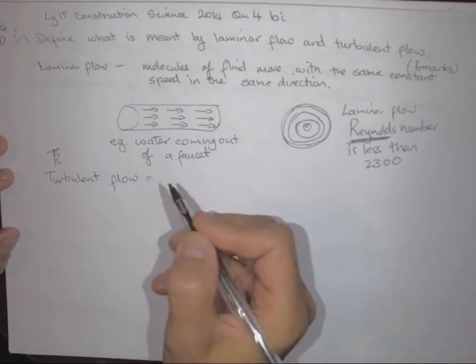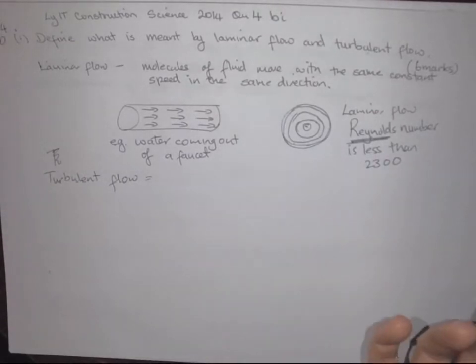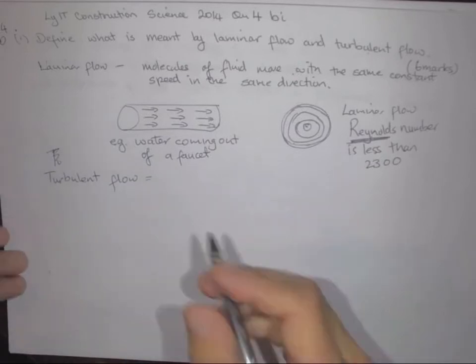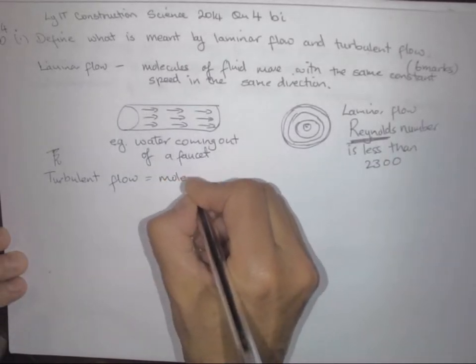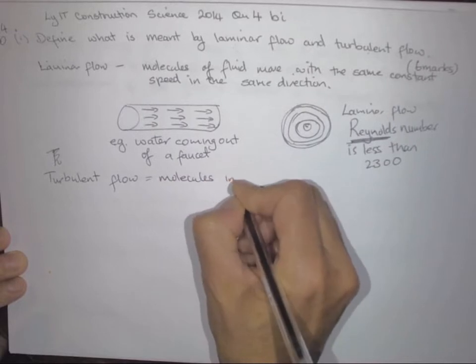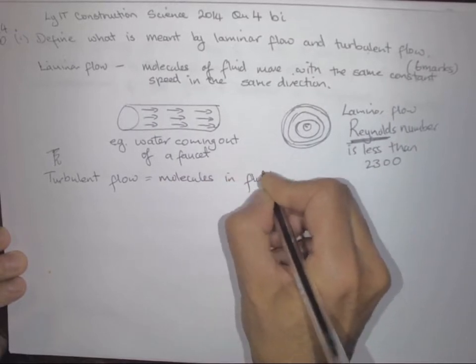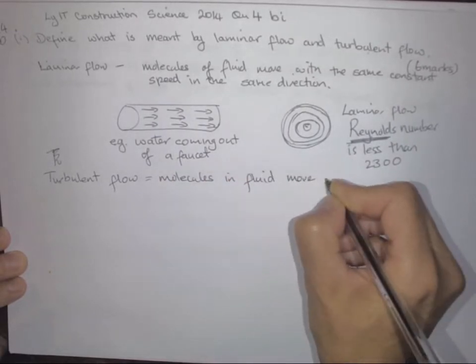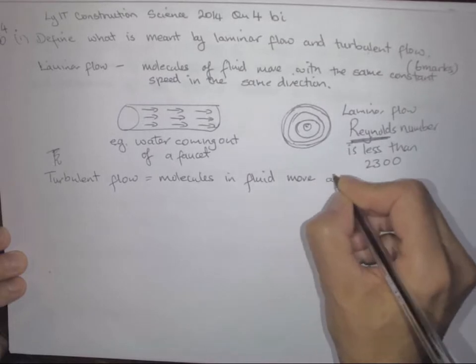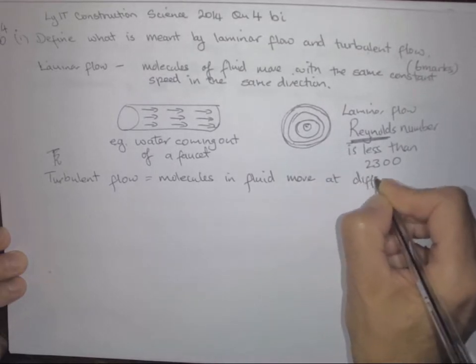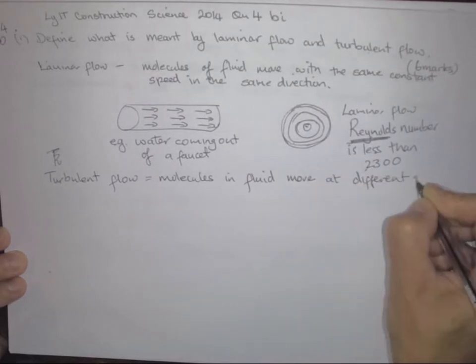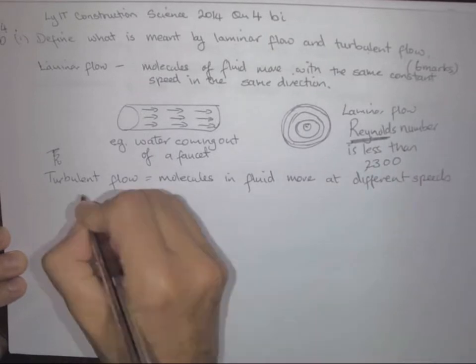And in this case, well, turbulent, as you've heard of turbulence, that will be quite disorderly and chaotic flow with a lot of eddies. So the molecules in the fluid move in different directions and at different speeds.